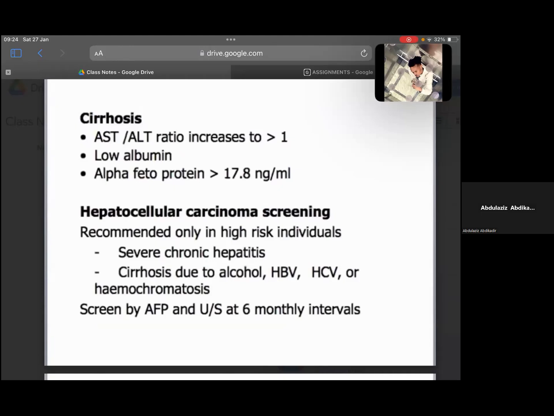Also, the alpha fetoprotein. You will have a lecture on tumor markers, but just know that the alpha fetoprotein is for the liver. The carcinoembryonic antigen, CEA, is for the colorectal area, the colon and the rectum. Then the others like CA125 or CA19-9.